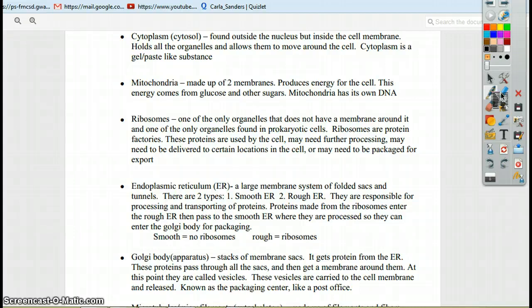The mitochondria also has its own DNA, and this DNA has come from your mother. It's called mitochondrial DNA. You get it from your mother. You do not have any of your dad's mitochondrial DNA.